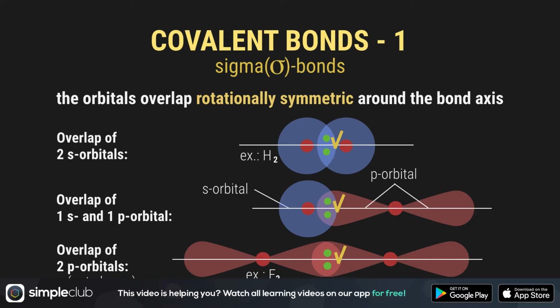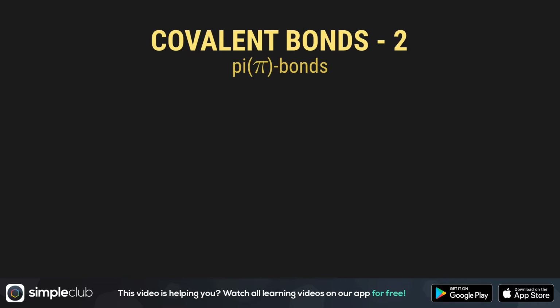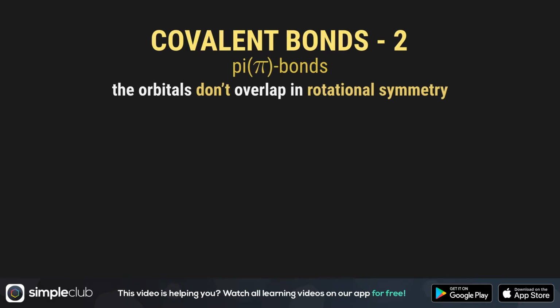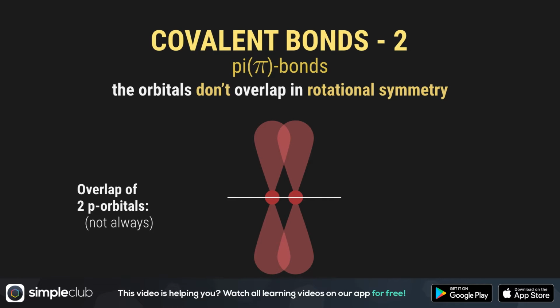Now let's look at the other form of covalent bonds, pi bonds. This is where the orbitals don't overlap in rotational symmetry. It is created from the overlap of two p orbitals, just like here. The overlap is above and below the connecting axis. If you connect the nuclei, the line does not hit the overlapping area. That's how to recognize a pi bond.